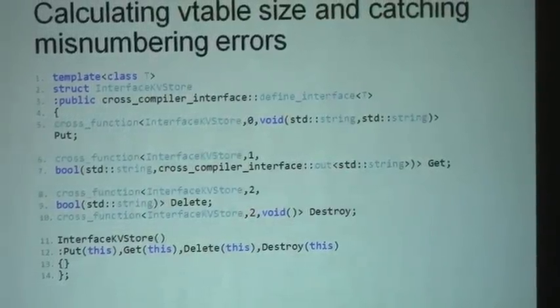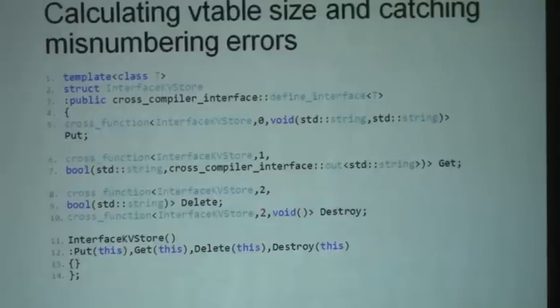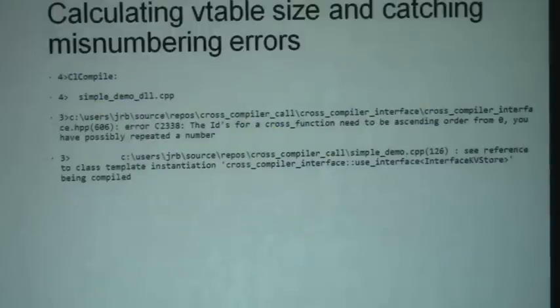All right. Now what happens if we do this? Notice define interface does not take a parameter that specifies how big the vtable is. So how do we calculate how big it is? And what happens if you misnumber? Well, if you misnumber and you didn't catch it, you're going to have some horrible bugs, as basically you try calling a function pointer on something that is the wrong type and it's expecting the wrong type. So what happens if you put this in and compile? You actually get an error message: the IDs for this need to be in ascending order from 0. You have possibly repeated a number. See reference to class instantiation.